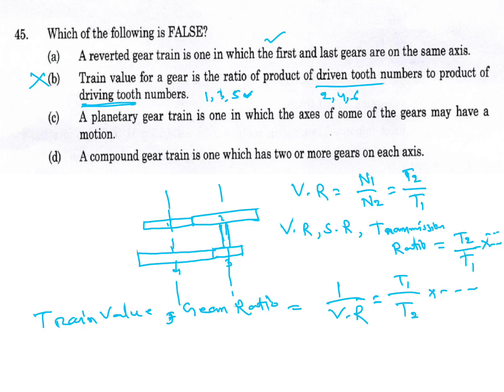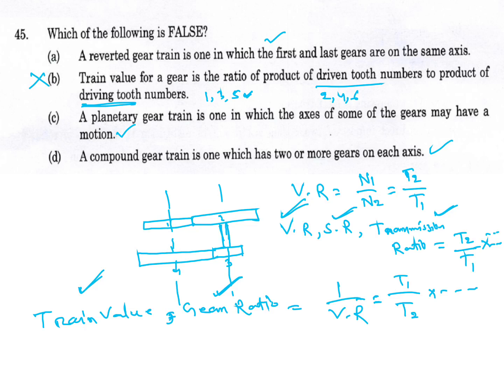These terms are also important: velocity ratio, speed ratio, transmission ratio, train value, and gear ratio, they may ask these. Then C, a planetary gear train is one in which the axis of some of the gears may have a motion. Yes, this is correct. Then a compound gear train is one which has two or more gears on each axis. This is also correct.